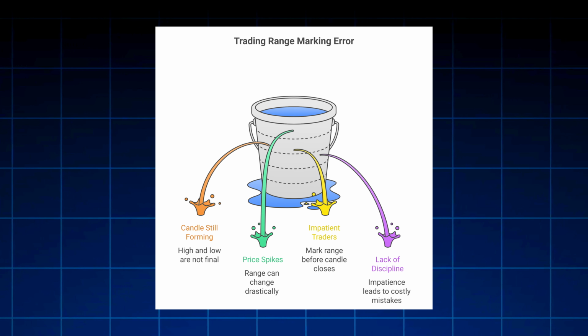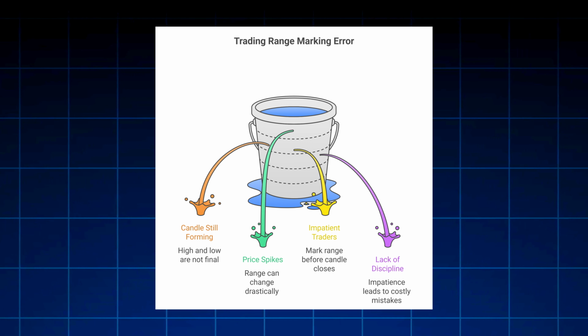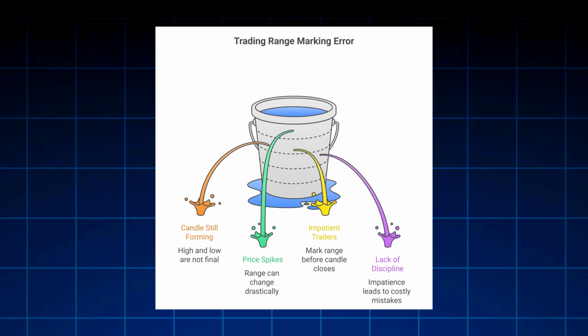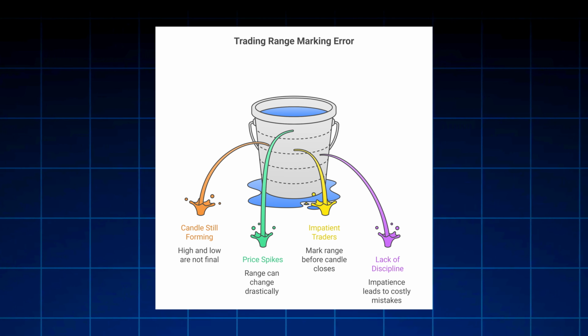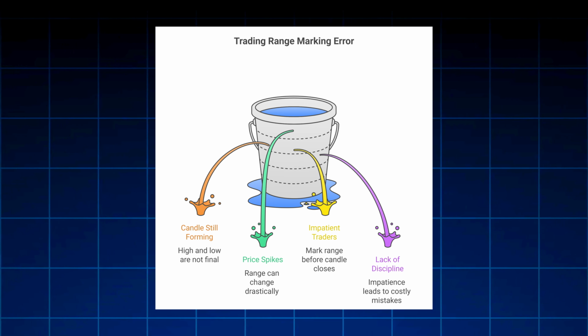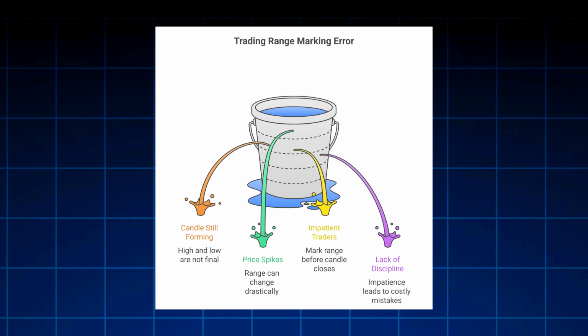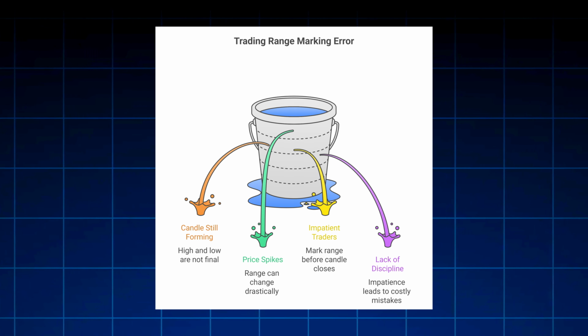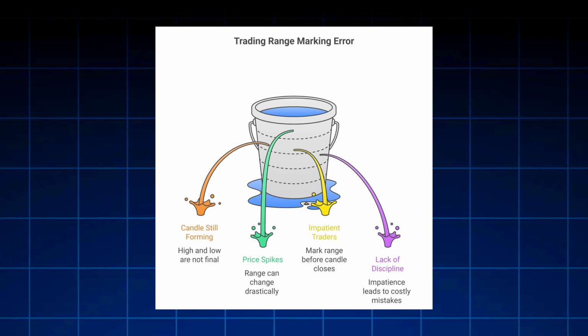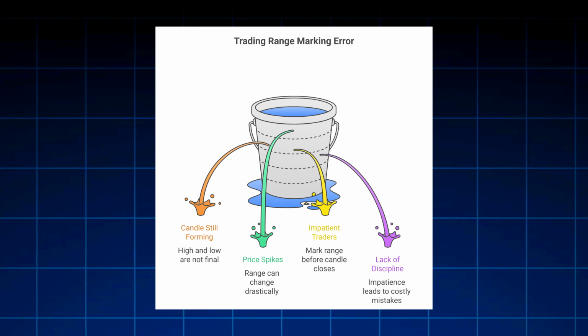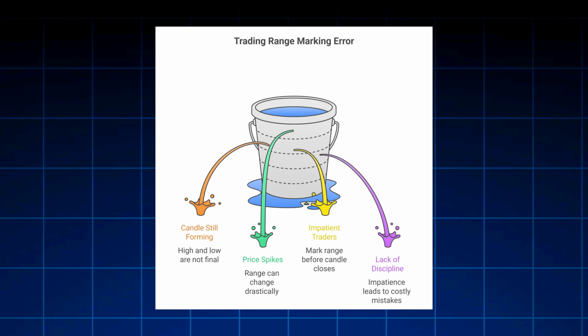Mistake number 2, you're marking the range before the candle closes. So you've got the right time zone, you pull up the 4-hour chart, you see the first candle of the day still forming, then you go ahead and draw your high and low lines. That's a big mistake. That candle is still moving. The high and low that you marked could be completely different within the next hour. Price could spike up, spike down, and suddenly your range is totally different from what you drew. And now your entire setup for the day is based on a range that doesn't actually exist.